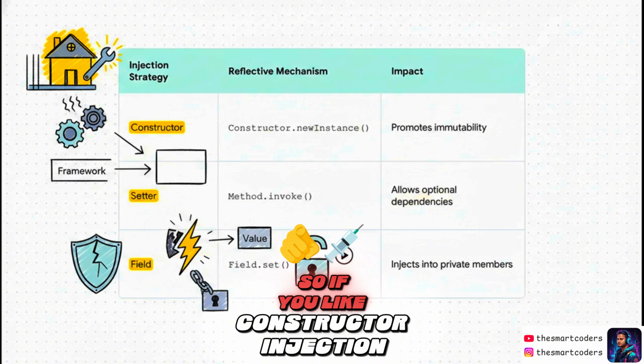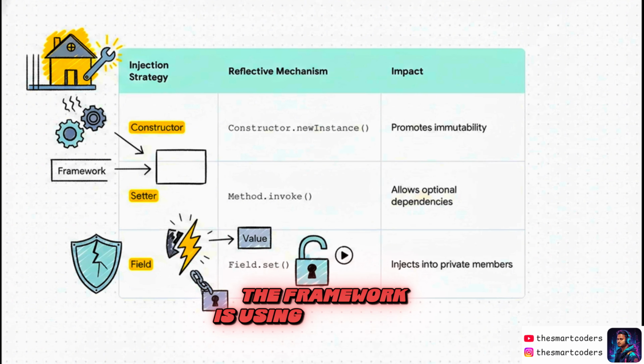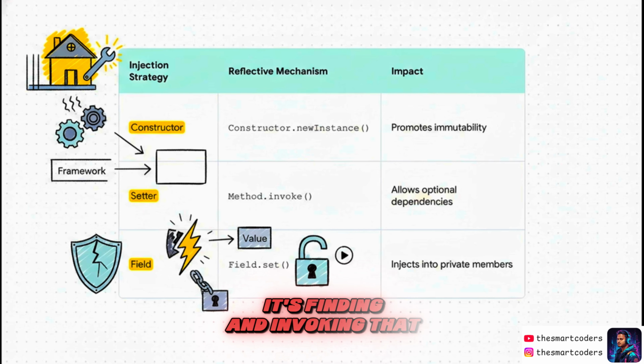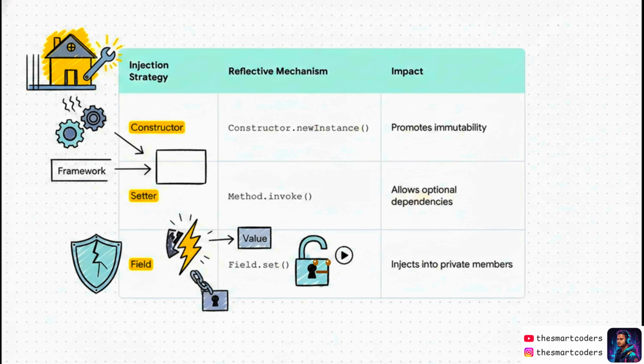So if you like constructor injection, the framework is using reflection under the hood to find the right constructor and call new instance. If you're using setter injection, it's finding and invoking that setter method. It can even use field.set to reach right into a private field and jam a value in there, totally bypassing the normal rules to get the job done.